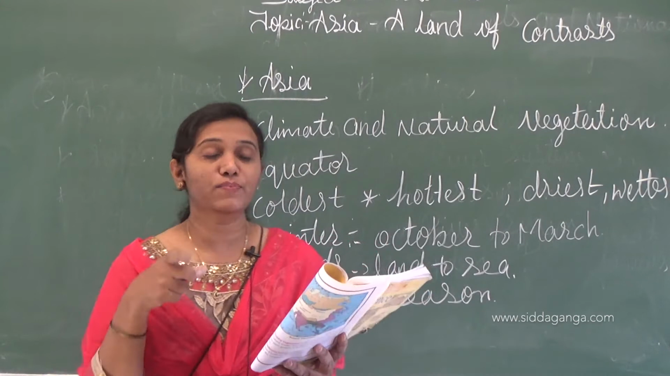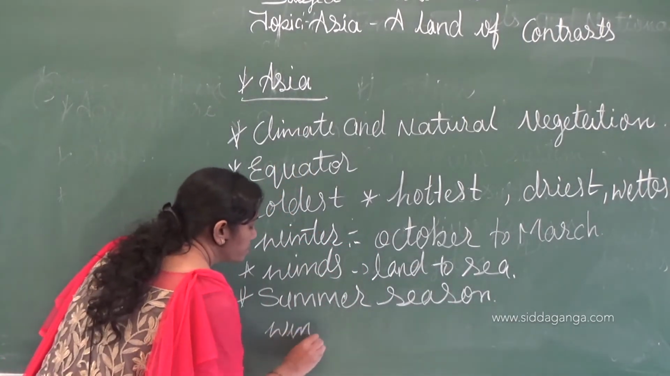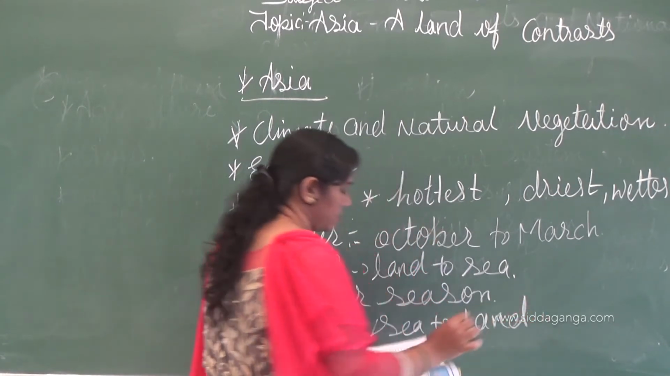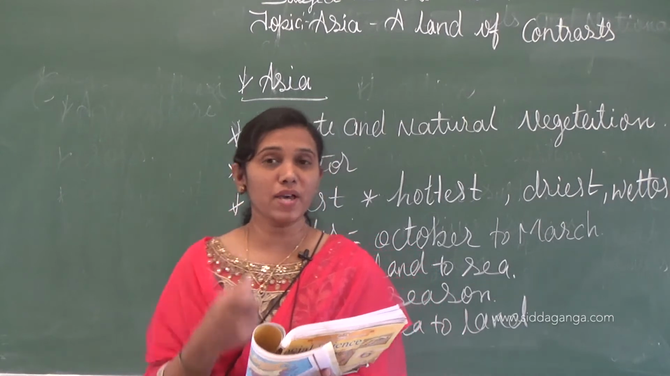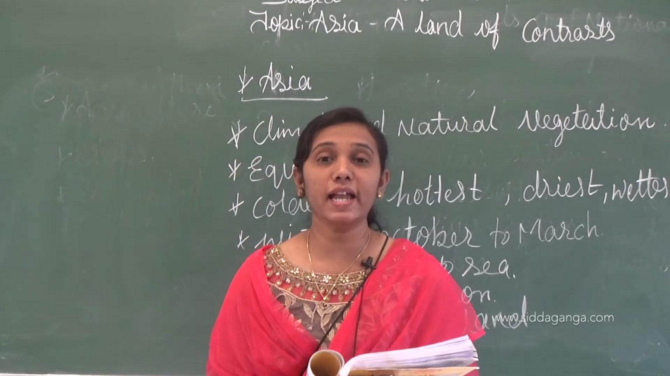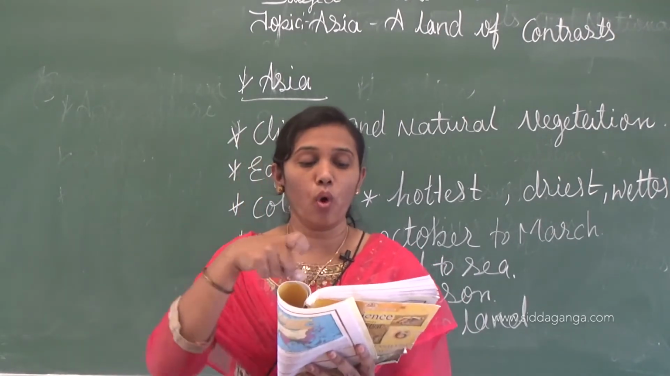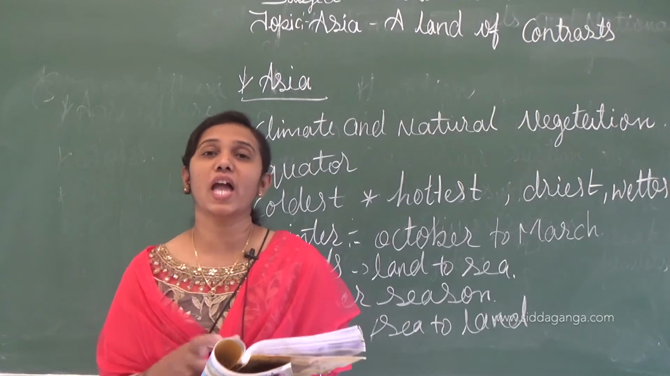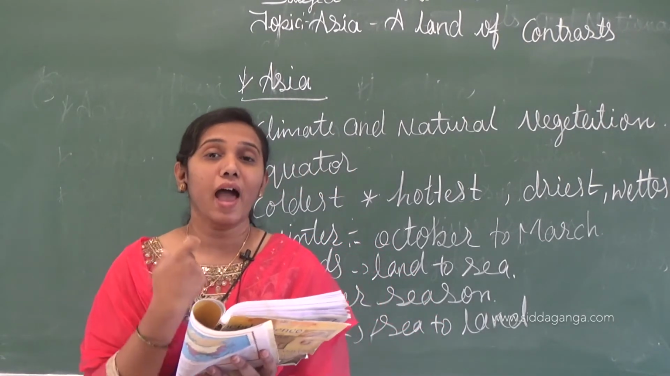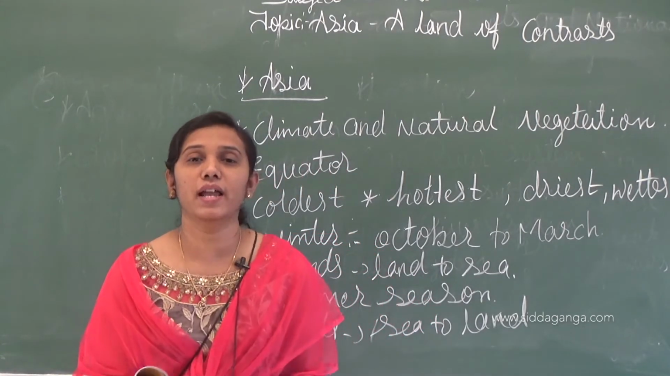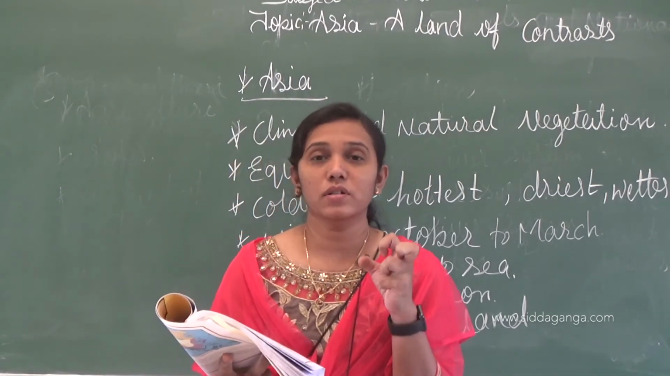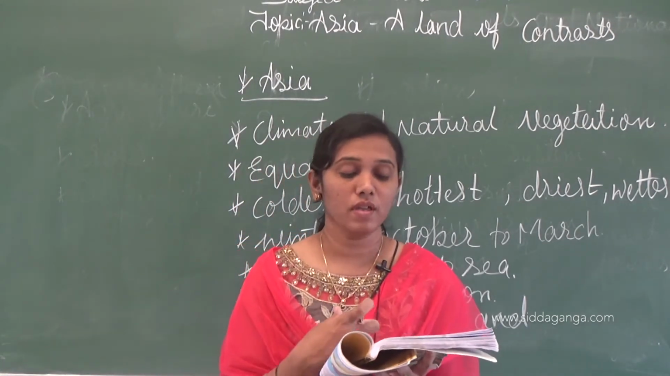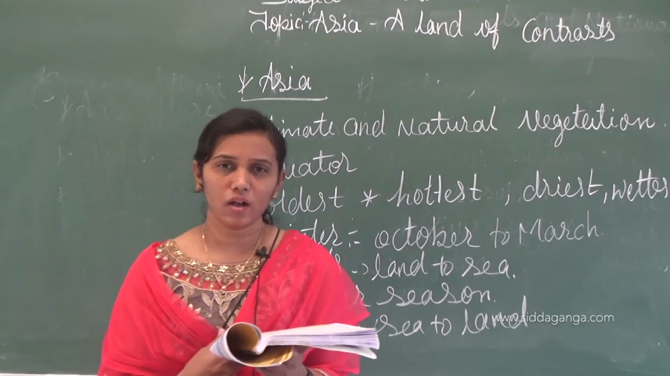Here see children, winds blow from the sea to the land. Once again, the summer season starts in April and ends in September. The sun shines vertically in the northern hemisphere. So most of Asia has high temperature and it causes low pressure in Central Asia during this summer season. Winds blow from the sea towards the land. That's why they cause heavy rainfall to most parts of the Asian continent.